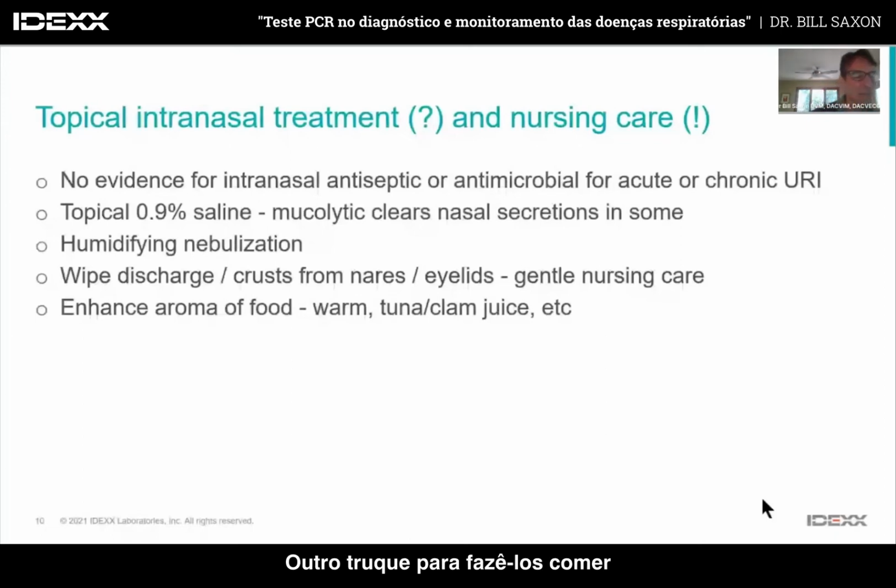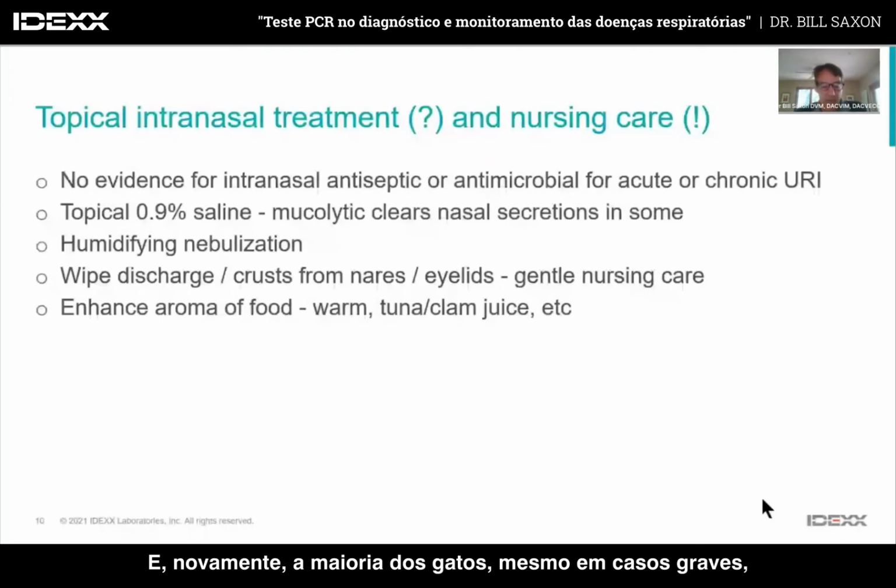And then other tricks to make them eat is to make the food smell better by warming it or adding juice, tuna, clam, whatever, and also maybe a little bit of powdered garlic, not too much because we don't want to cause oxidative damage to the red cells. Okay, nursing care. And again, most of these guys, even when they're severe, tend to resolve on their own with just really good hydration, nutrition, and nursing care. Okay, so that's it for cats.